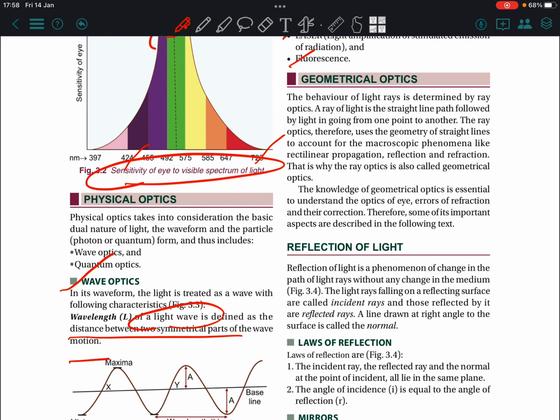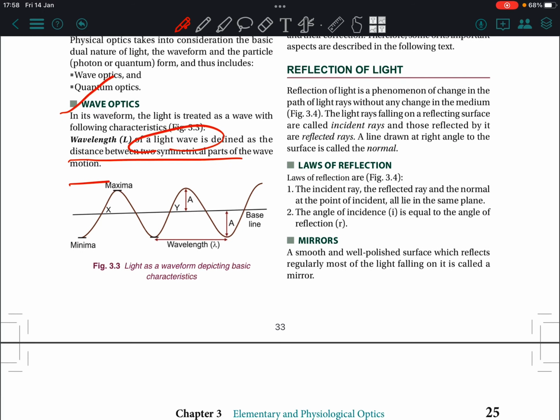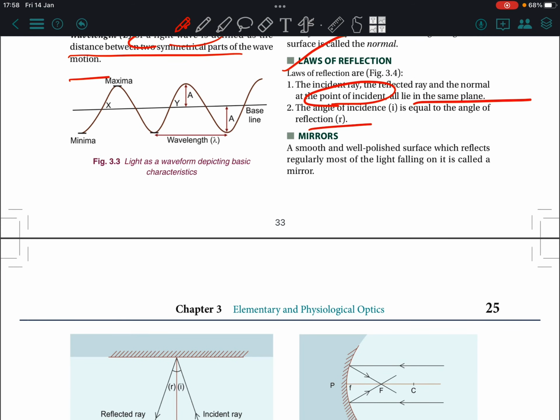Geometrical optics: behavior of light rays is determined by ray optics. Ray optics therefore uses the geometry of straight lines to account for macroscopic phenomena like rectilinear propagation, reflection, refraction. Reflection of light, laws of reflection: the incident ray, reflected ray, and normal at the point of incidence all lie in the same plane. Angle of incidence is equal to angle of reflection.